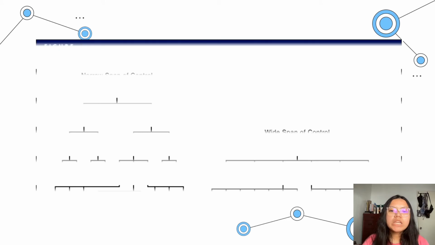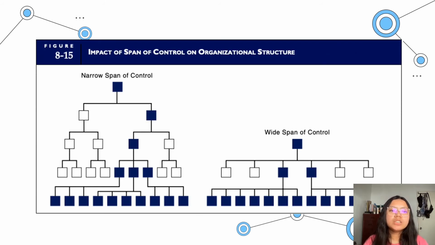So, here we can see the illustration of the relationship between span of control and the organizational structure.